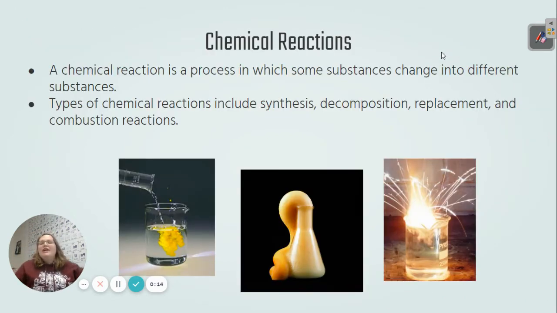So there are 5 different types of chemical reactions, but what is a chemical reaction? A chemical reaction is a process in which something becomes something else. The types of reactions we have are synthesis, decomposition, replacement, and there are 2 types of replacement, and combustion reactions.